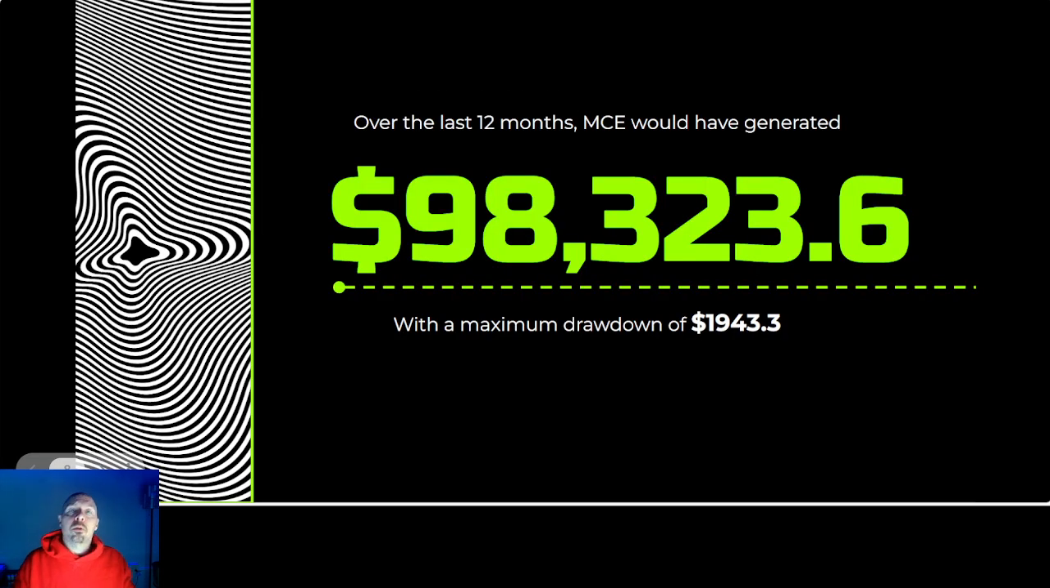So overall aggregate, MCE over the course of the last 12 months did about $100,000 in P&L with a maximum drawdown of under $2,000. So that is by far the best drawdown to profit ratio I've had with any of the things I've built so far, like by a landslide. I was thrilled by like a 10% margin before. We're now down to like 2%. 2% drawdown on $100,000. That's outstanding, gang. So yeah, I'm pretty psyched about this. These are numbers. This is math that I'm into.